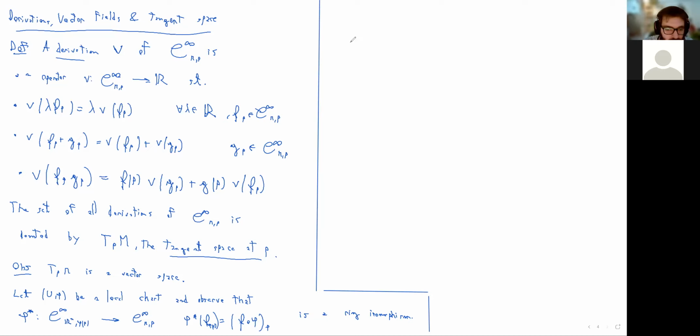And also, we can consider the differential of phi. Now this is a map from T_pM to T_phi(p) R^n. In principle, we don't know what this map is, in the sense that you know that the differential of smooth maps exists, but for now this is just a symbol, which we define as follows.